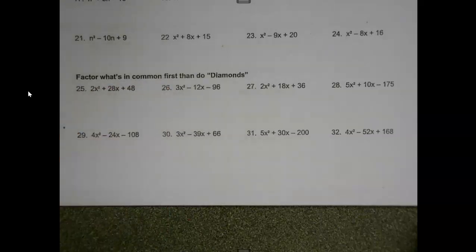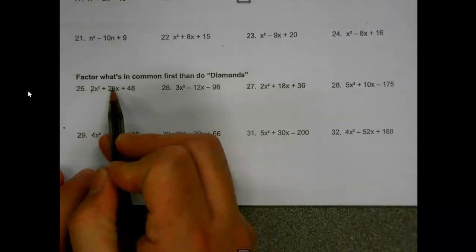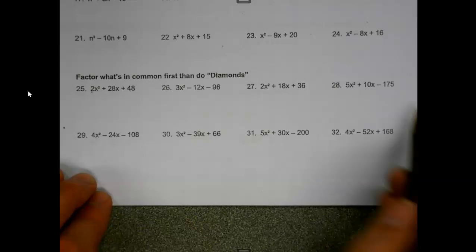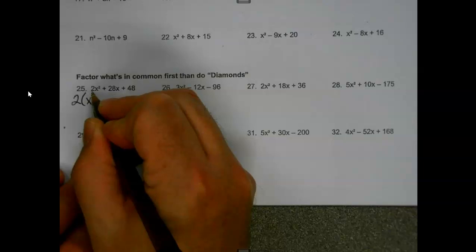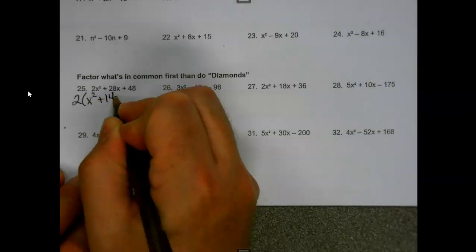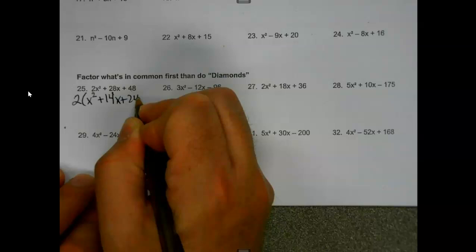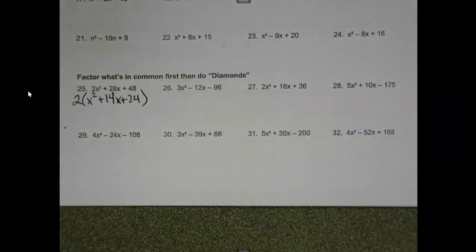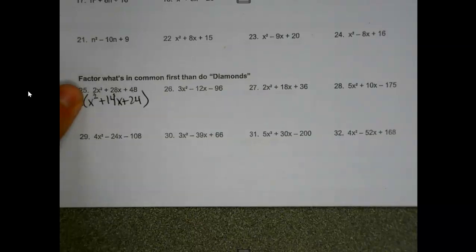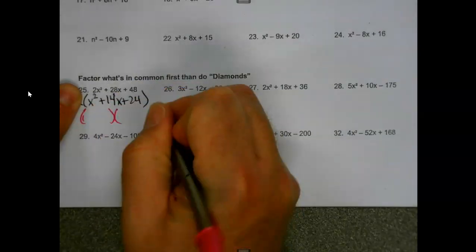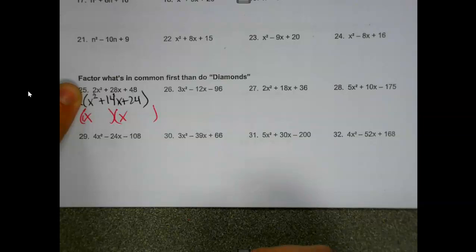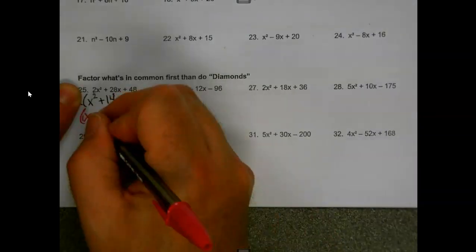Factor what's in common first, then do diamonds. In other words, there's going to be a number that divides into all three of these on all of these problems on the bottom. And so if I divide that out first, that's going to make my factoring that much easier because now I don't have to do that big slide and divide thing. Because this 2 is out of the way, all I have to do is check here on my signs. Everything is positive.